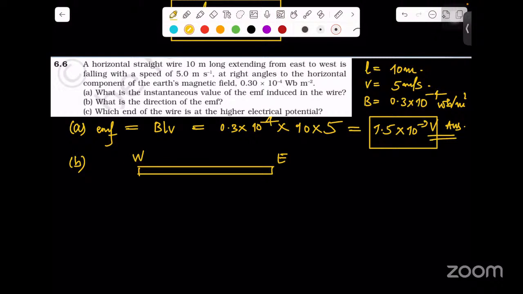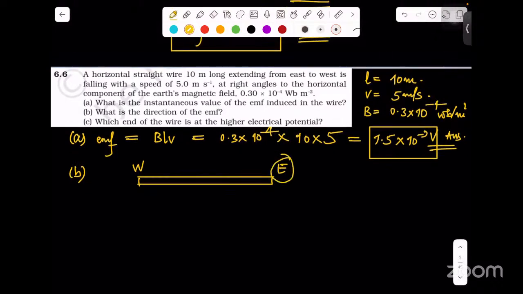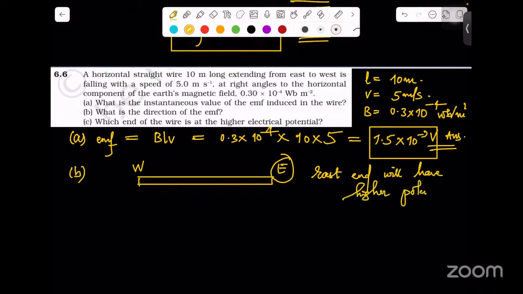Okay, and the horizontal component of the Earth's magnetic field, at right angles. So this east end will have higher potential. Okay? This east end will have higher potential.